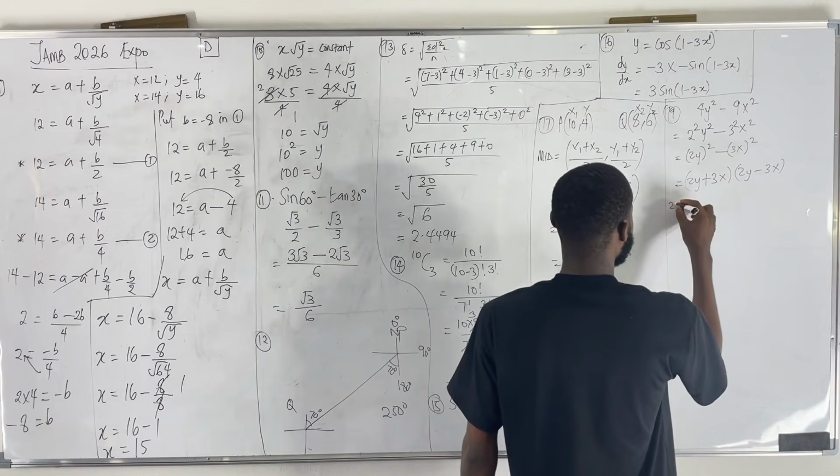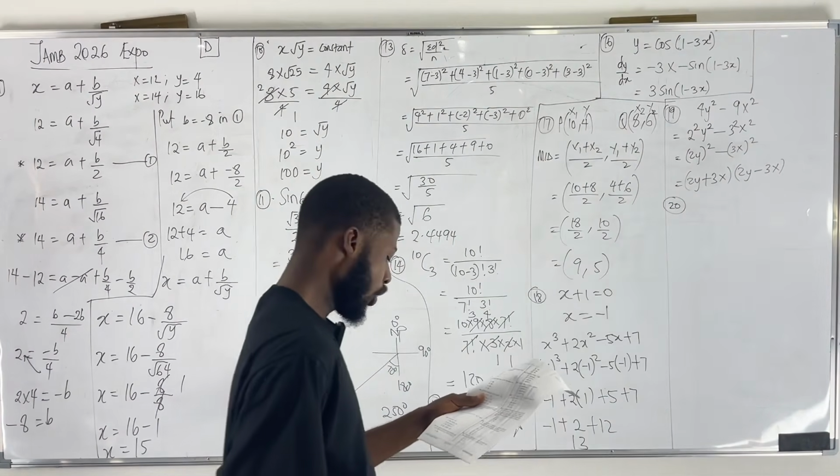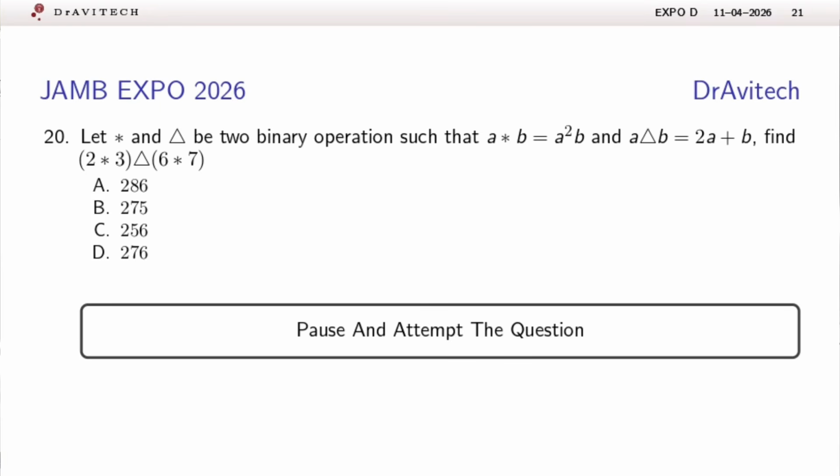The next one is number 20. Number 20 says, let asterisk and triangle be 2 binary operations such that A asterisk B is equal to A squared B, and then A triangle B is 2A plus B. We are to find 2 asterisk 3, triangle 6 asterisk 7.